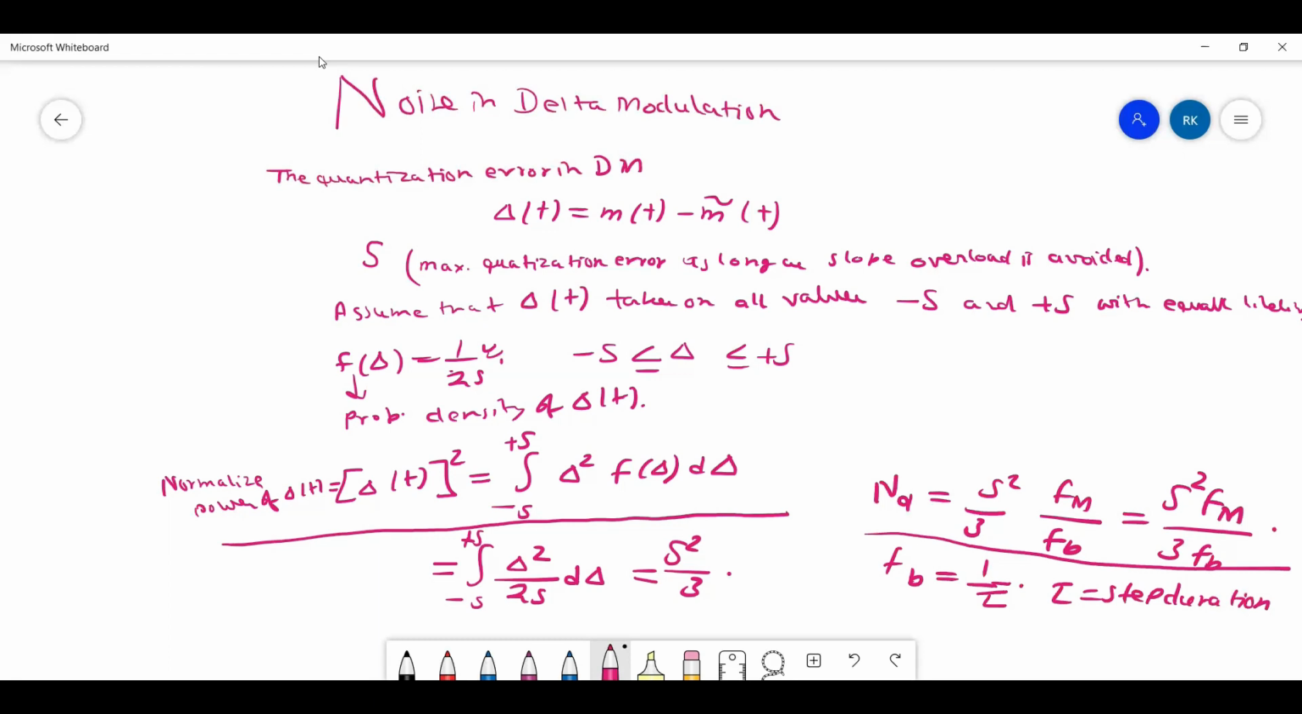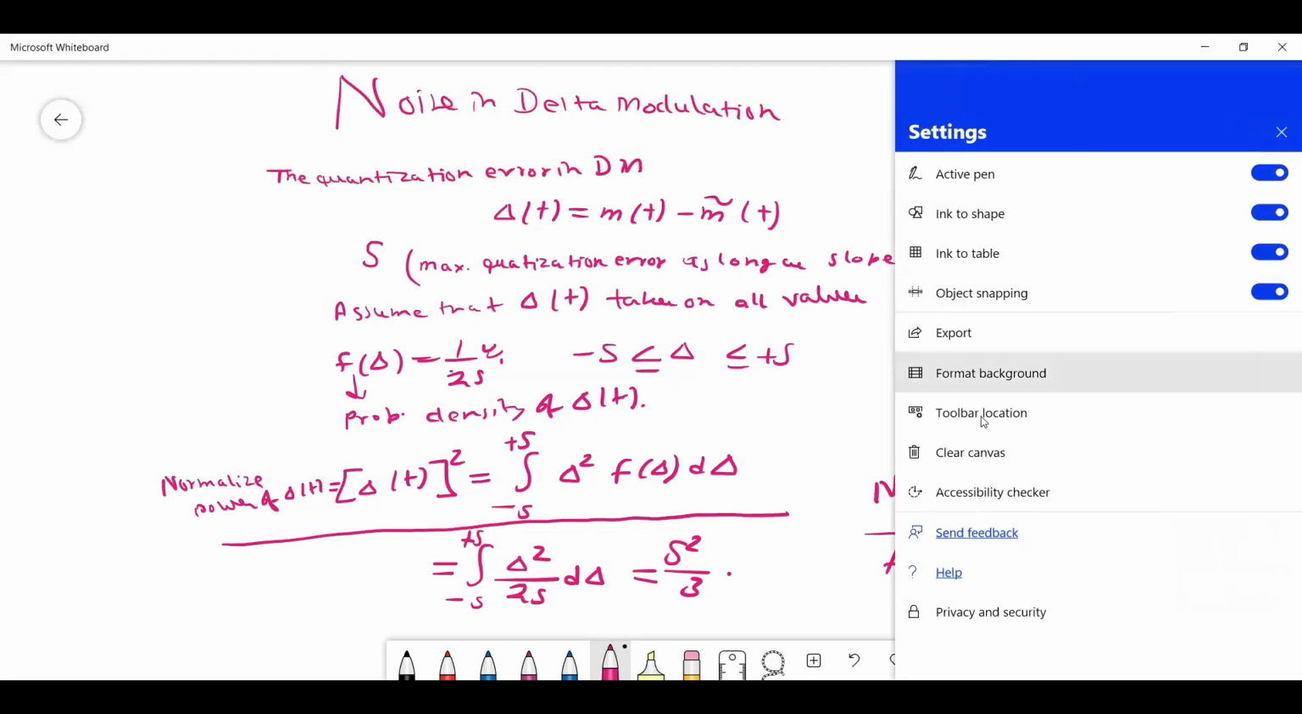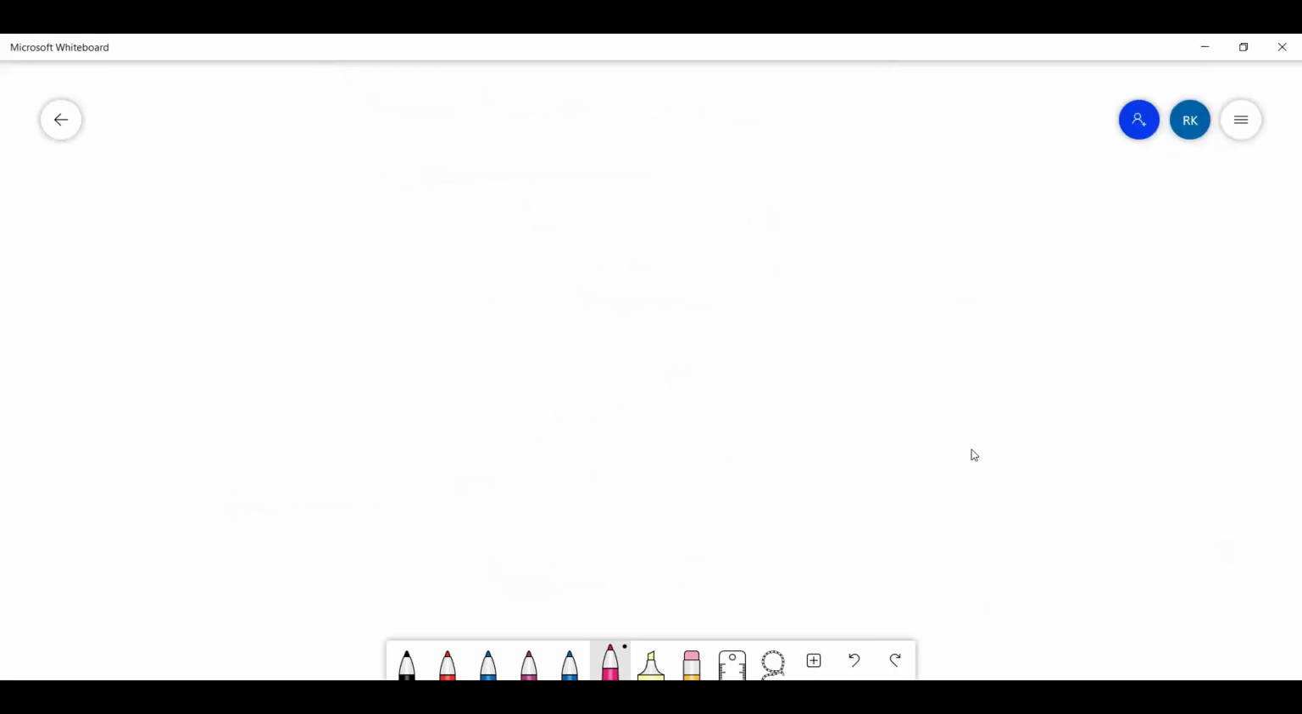discussed in the previous lecture also, and let's discuss it again for the sake of completeness so that the whole derivation is clear. We are now going to talk about output signal power in delta modulation.